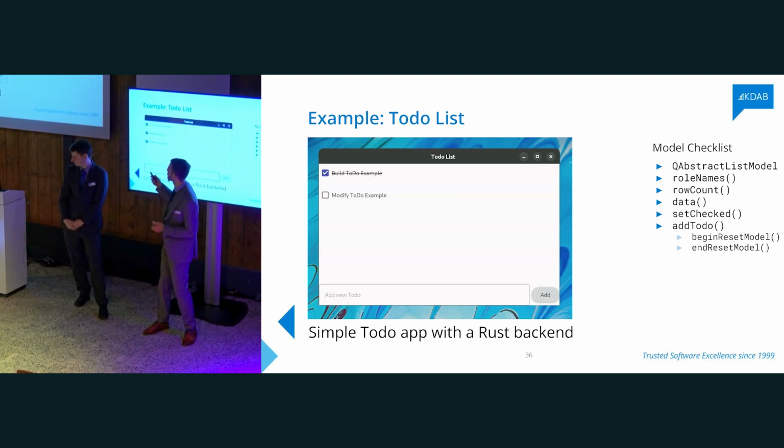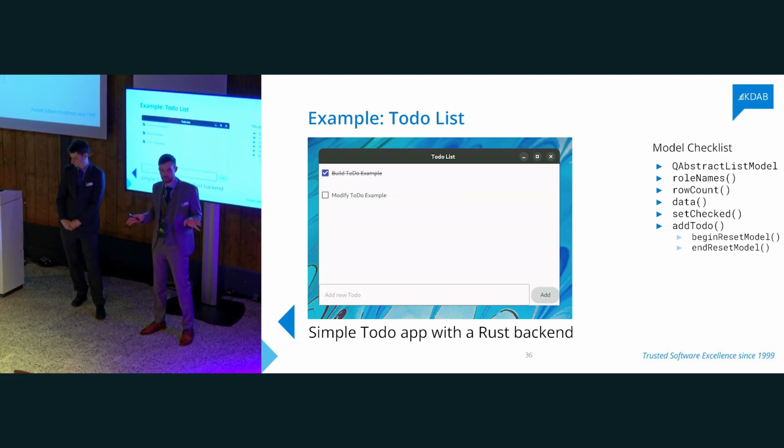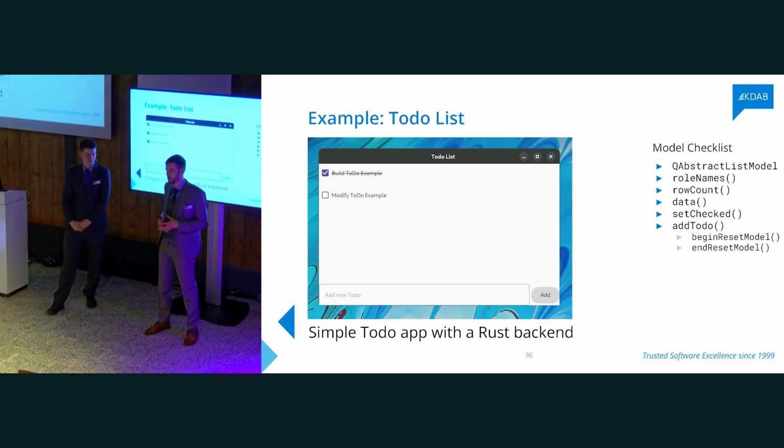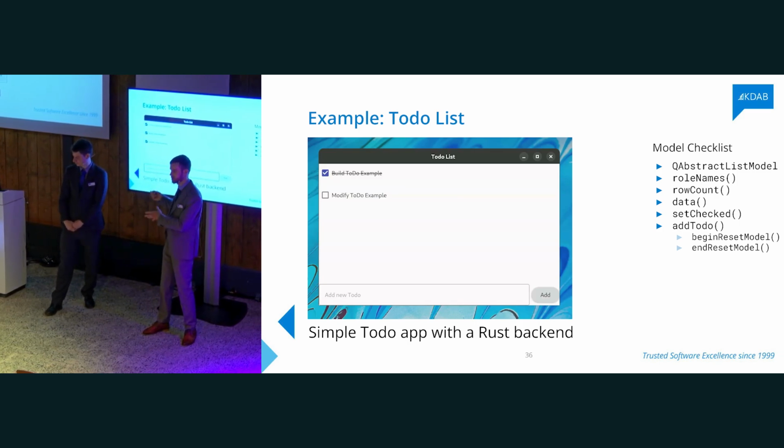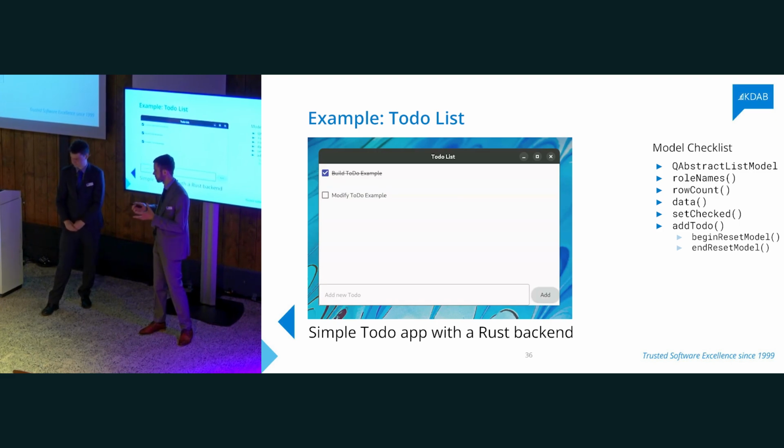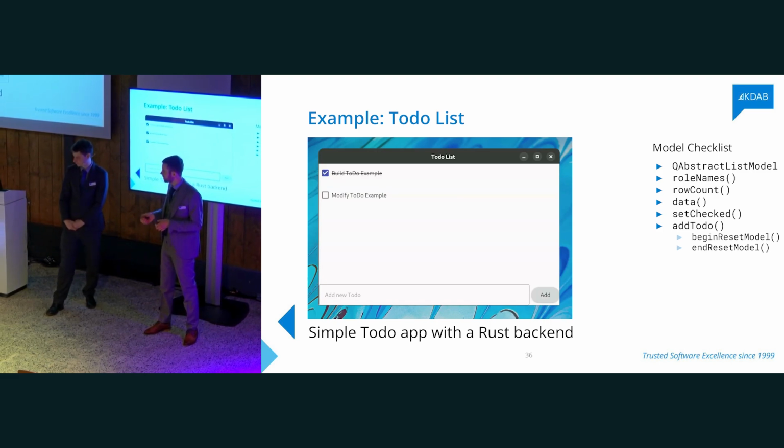In our case, we'll just be using begin and end reset model because we don't really want to deal with the data insertion here. It's more about how we do the Rust integration, but of course, in your actual application, you'd want to probably do this a bit more cleanly.